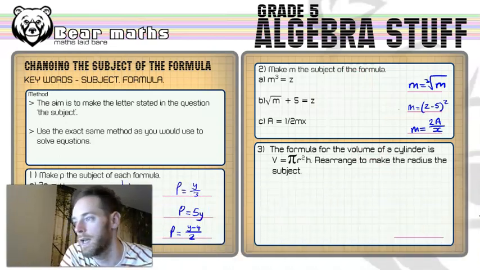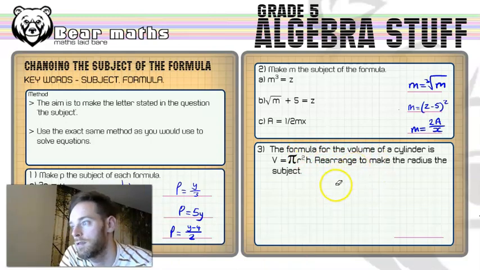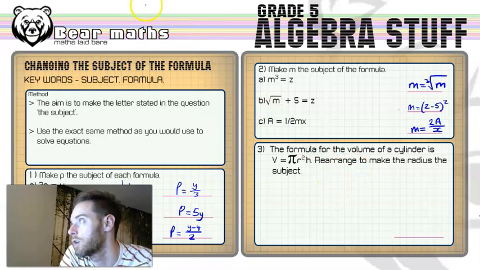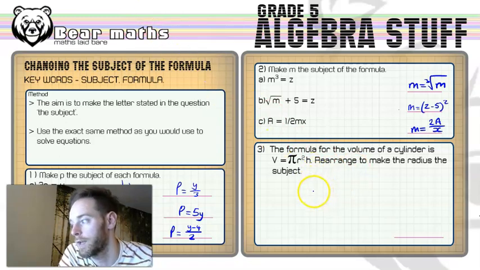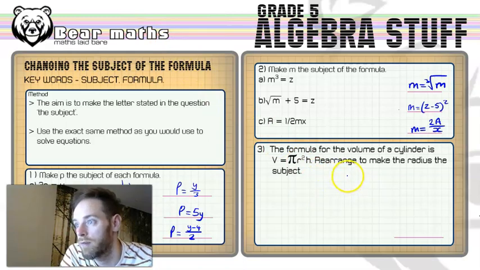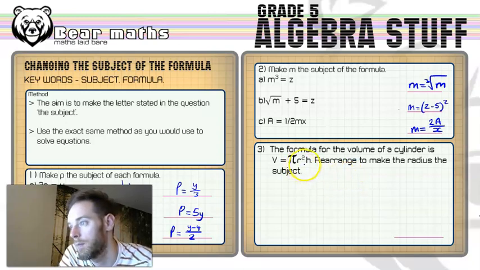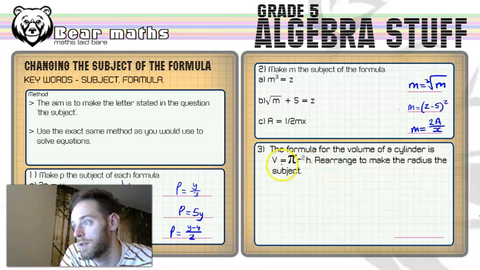Right, moving myself over. What I'm looking at there is the worded one. So the formula for the volume of a cylinder is V equals pi r squared h, which is useful. Not for calculating anything right now, but it's useful to know. Rearrange to make the radius the subject. So the radius is represented by the little letter r, as you probably guessed. And all you've got to do is make that little r the subject of the formula. So we've got to get rid of everything else that is next to it.